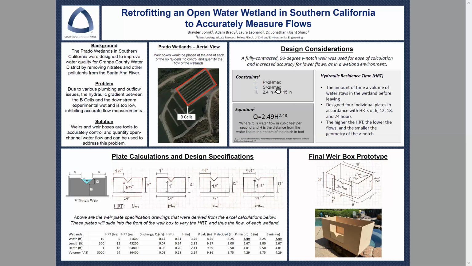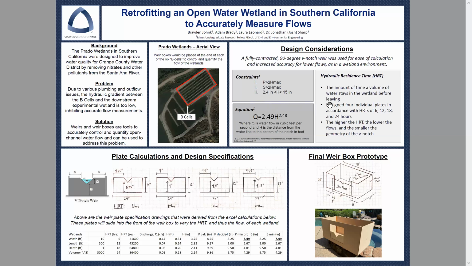So this, along with the constraints of this equation and this type of Weir, are that P, which is the distance from the bottom of the Weir to the bottom of the notch, has to be greater than 2 times the max height. S, which is the distance from the side of the Weir to the water line, has to be greater than 2 times the max height. As well, the height of the water flow over the notch needs to be between 2.4 inches and 15 inches.